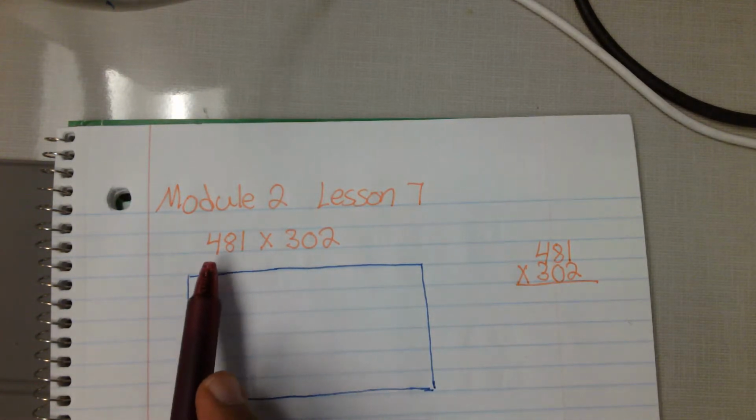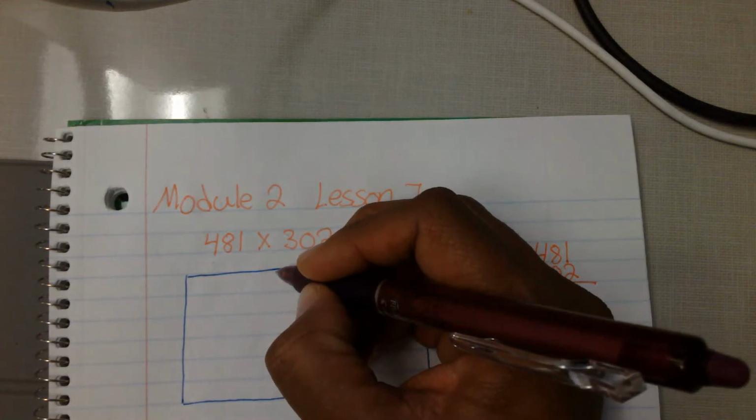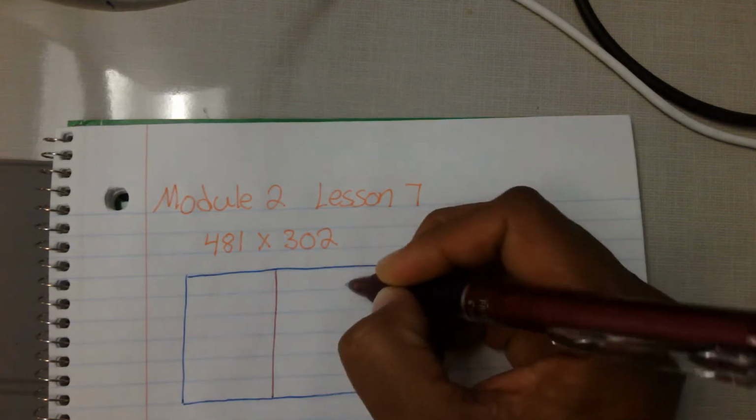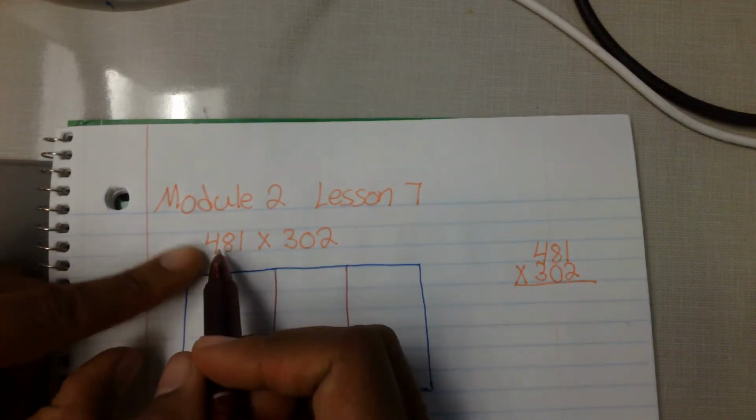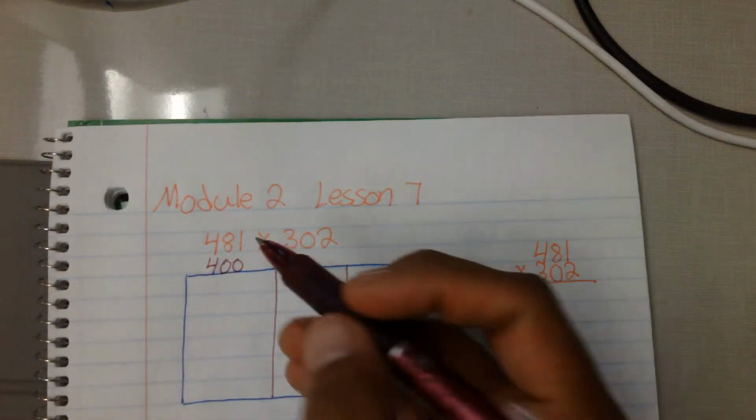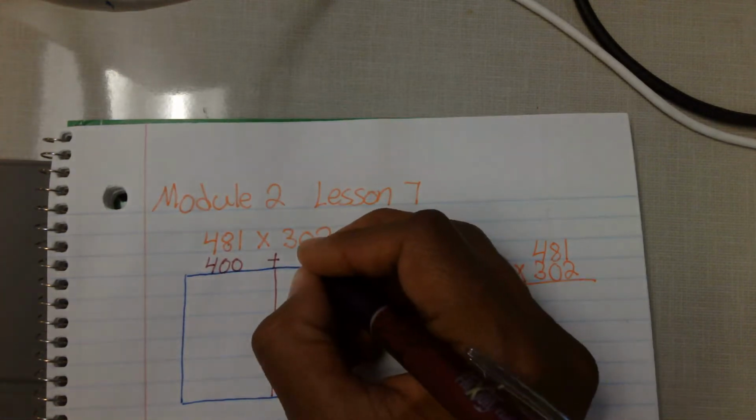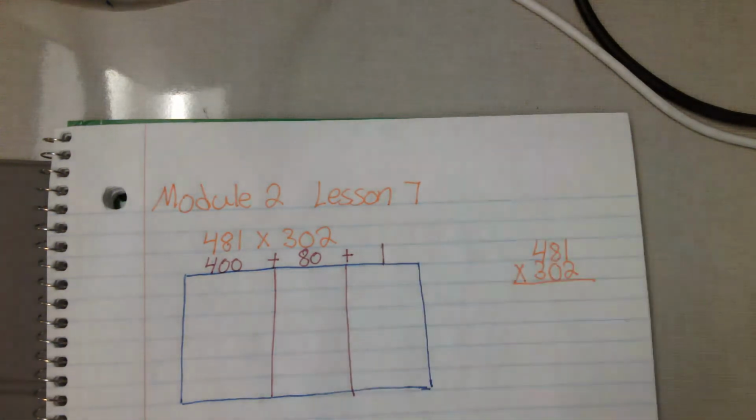So the first thing I'm going to do, remember, is you're going to look at your first number. I have 1, 2, 3 digits. That means I need 3 columns vertically in my box. So I'm going to draw 2 lines to represent the 3 columns. I'm going to place them by place value. So my 4 is not just a 4, it represents 400, right? Then add my plus sign. So let's think about expanded form. Then my 8 represents 80, and my 1 just represents 1 in the ones place.